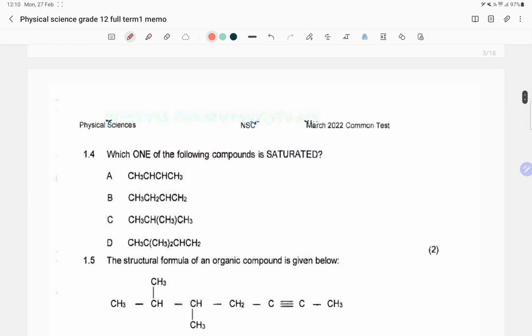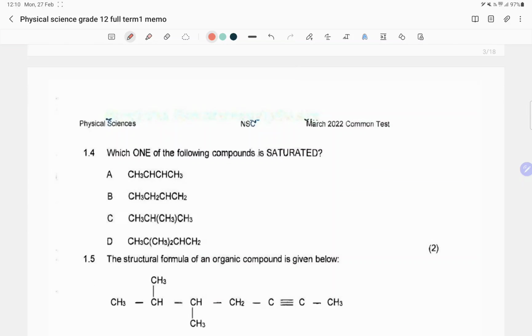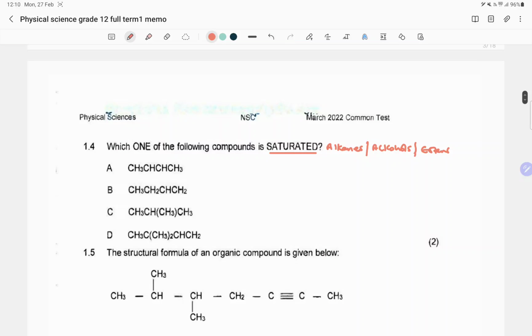So let's move on. The next question says, which one of the following compounds is saturated? Now in grade 12 syllabus, you know that saturated compounds are alkanes. You know that these are derivatives of alkanes, which is alcohols. Derivatives of alkanes, which is also esters. You can name them. I mean, there's lots of them. Maybe esters is not quite a good option, isn't it? Because we're seeing some double bonds. But anyway, when we talk of saturated, we're talking about the carbon chain specifically.